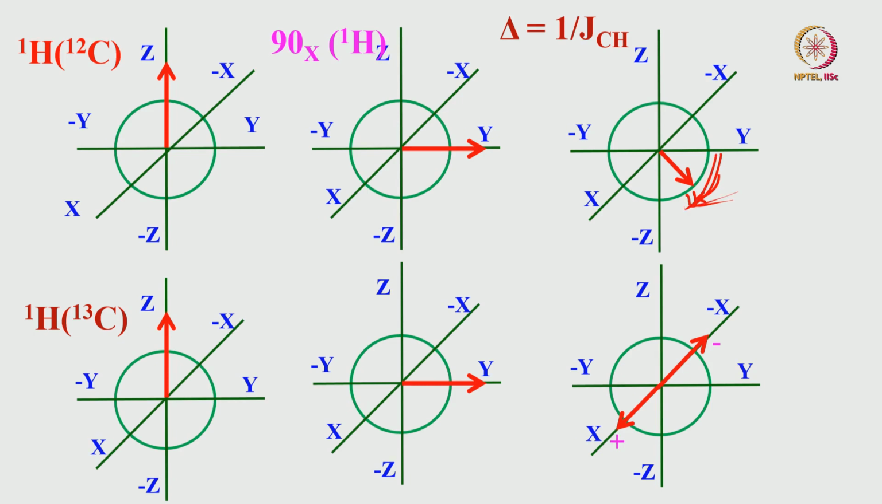there is no J coupling. Carbon 12 will not couple to proton, carbon 12 spin is 0. So it is still a single line, only keeps precessing, evolves on its chemical shift. Whereas carbon 13 attached to proton is a doublet. Its antiphase doublet will be created after a certain delay.